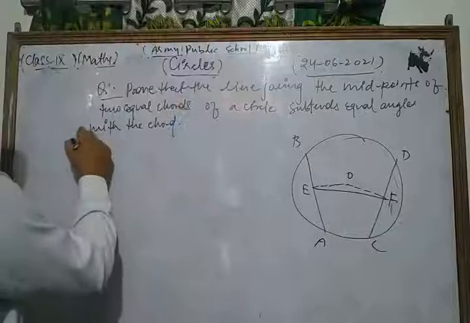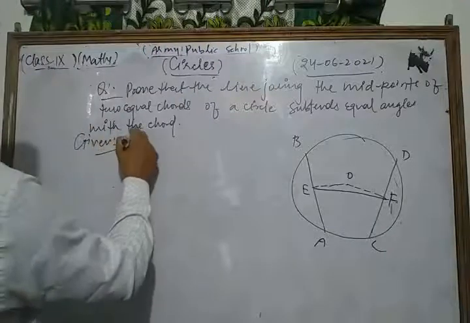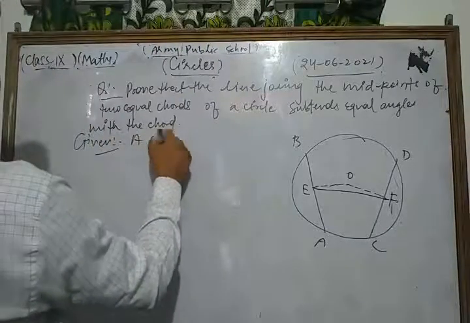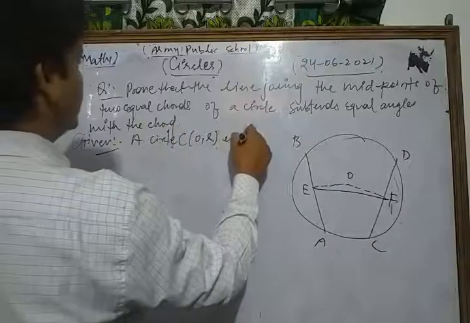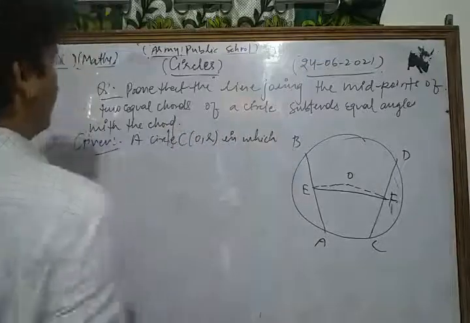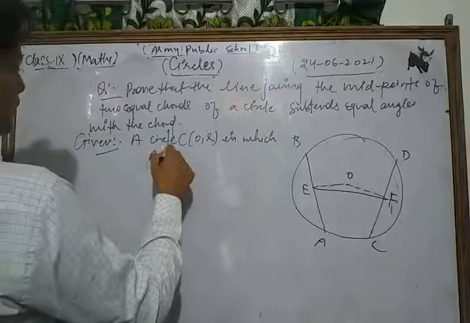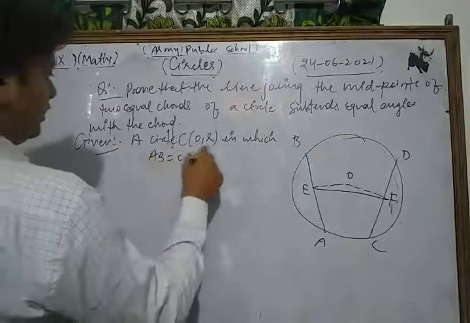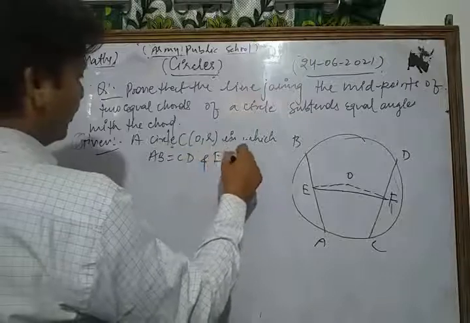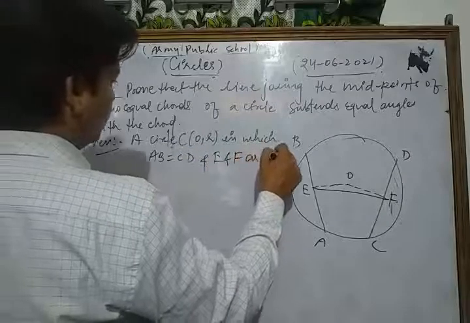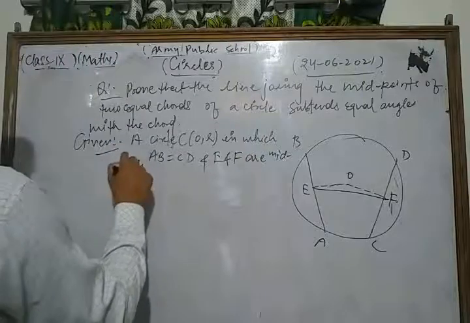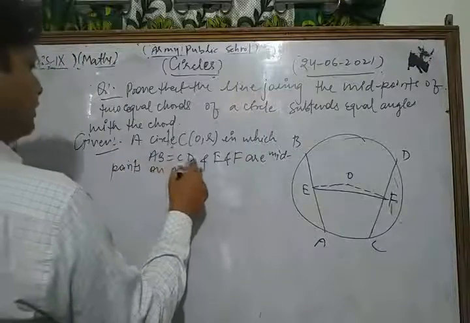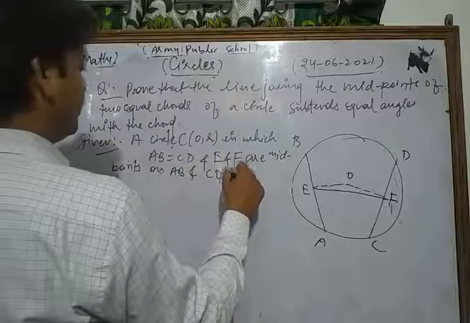So in given, first of all we write a circle C with center O and radius R, in which chord AB is equal to chord CD, and E and F are midpoints on AB and CD respectively.